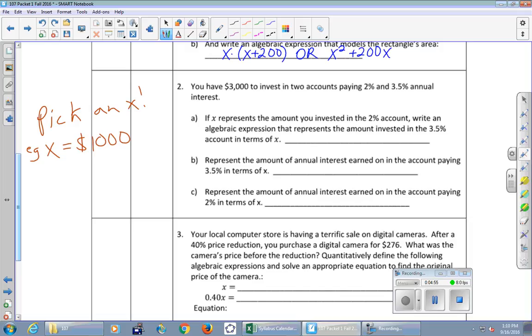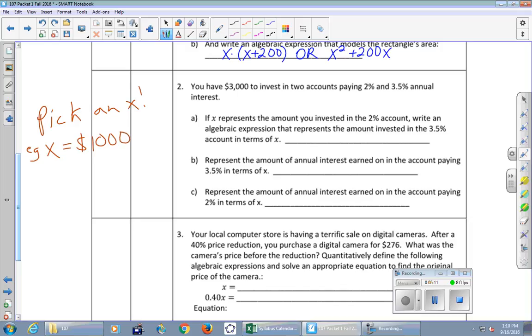If you invest $1,000 in one of the accounts, then how much will you be investing in the other account, given that you have 3,000 altogether? 2,000, yeah? And so the answer is 2,000. If X is 1,000, then the other account has 2,000 in it.